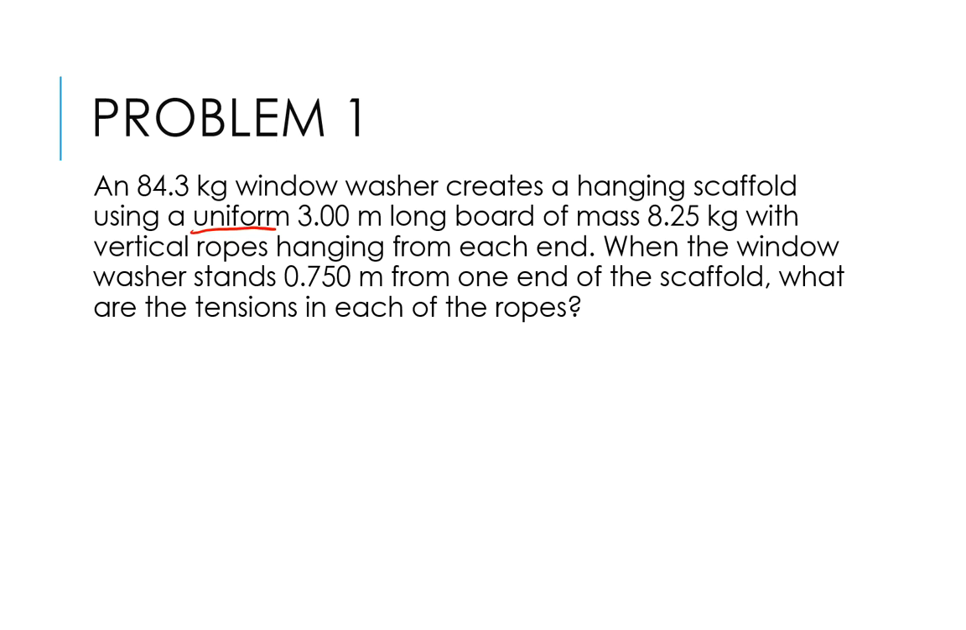You know when buildings are under construction and there's stuff next to them? It's for the workers to stand on while they work. But this one doesn't have the X cross pieces. It just has two ropes holding it, one on each side. It gives us the mass of the window washer, the mass of the board, and the length of the board. It tells us where the window washer is standing, and asks what are the tensions in each of the ropes.